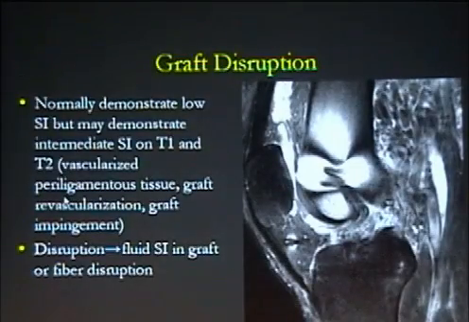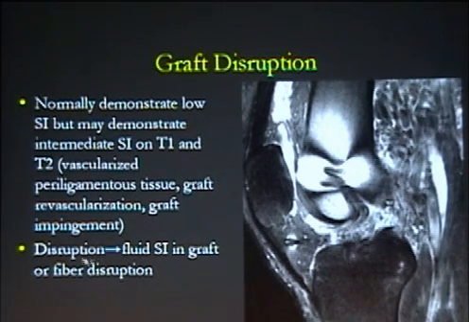Okay. How do we diagnose graft disruption? What does a normal graft look like? Well, the graft should normally demonstrate low signal intensity. Well, that's nice if we see that. Sometimes, though, it may demonstrate some intermediate signal on T1 and T2 because of some vascularized periligamentous tissue or graft revascularization. But the other thing to remember is that graft impingement may cause this abnormal signal in the graft as well. So you need to look at this and examine it critically.